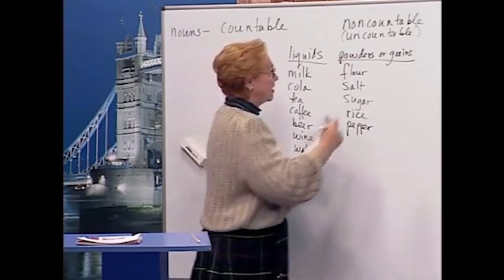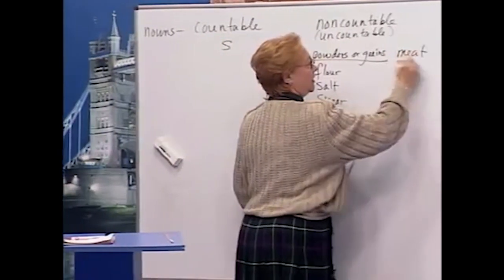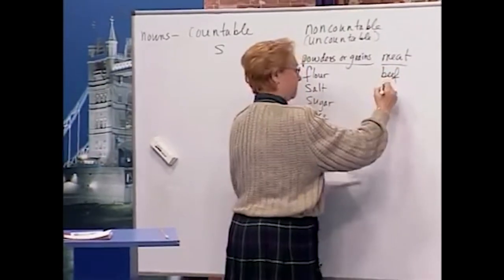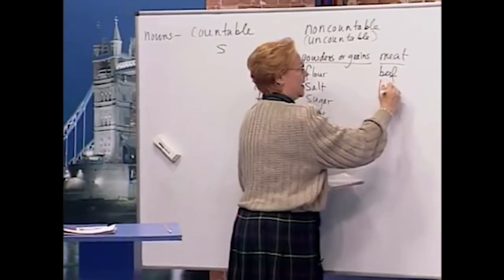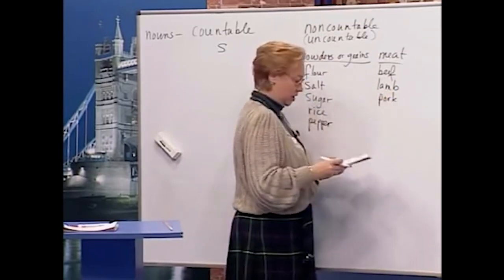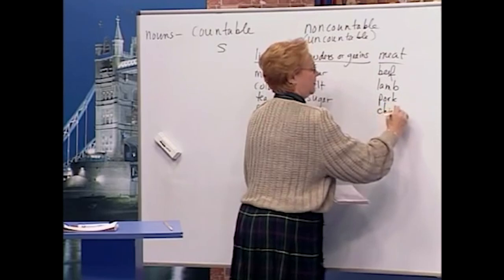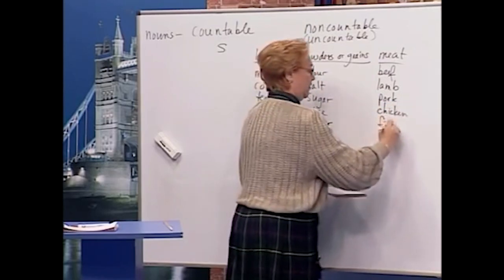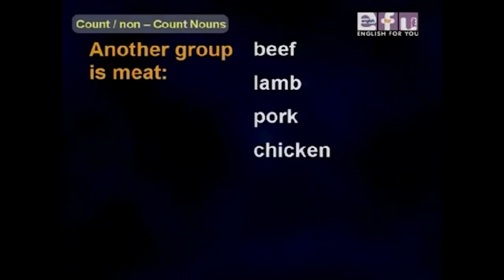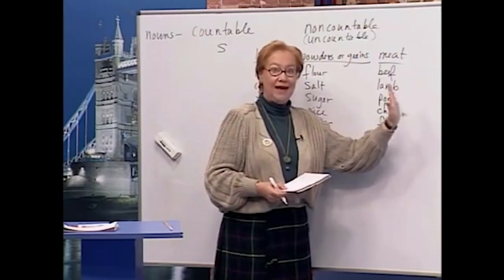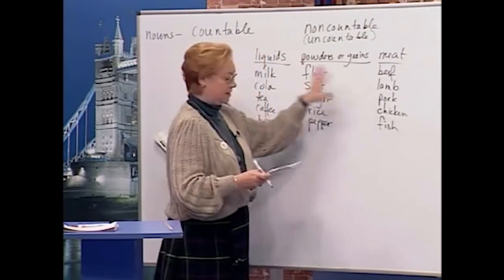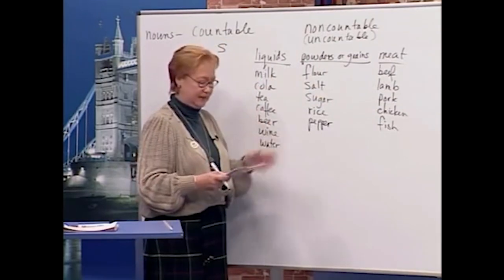All right, here's another one. Another group is meat. We have beef, lamb, pork, chicken, and fish. Beef, lamb, pork, chicken, fish. No S. Now, we can count kilos, pieces, or cups of these things.